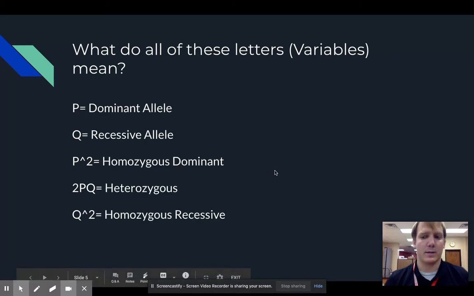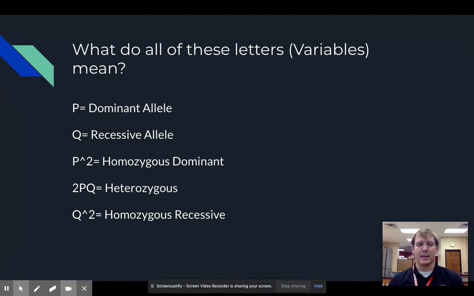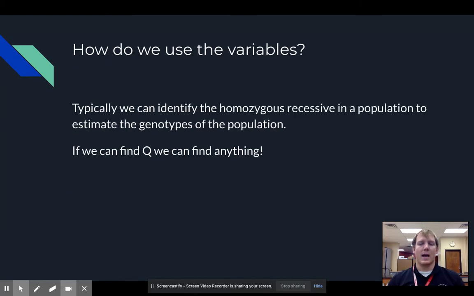All right, so this is also answered on the next slide. So hopefully you've checked that. You can see that we have the same answers that you just put on your piece of paper or whiteboard. Okay? All right, so how do we use these variables? How did Hardy and Weinberg set up this equation to allow us to use it?